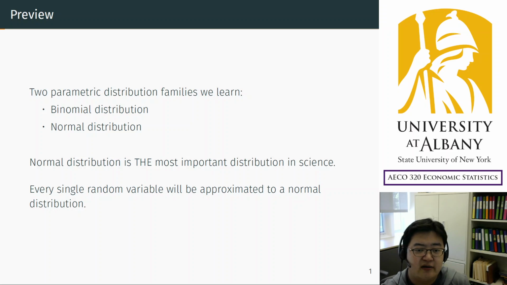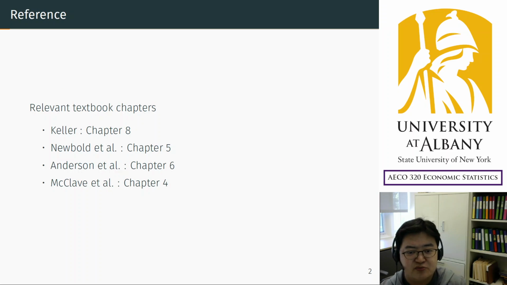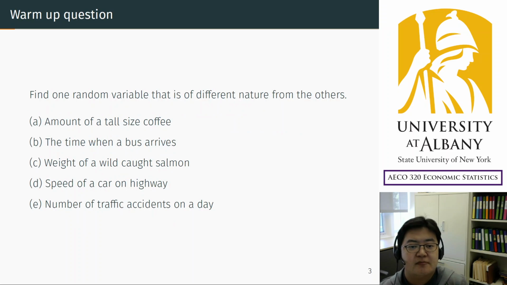And for textbook chapters, just search for normal distribution. Then you will see a lot of references and information online and in textbooks, anywhere you can find the references.